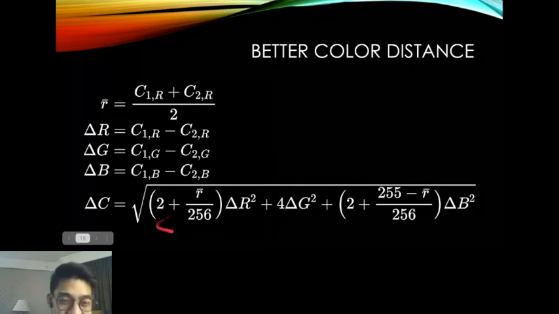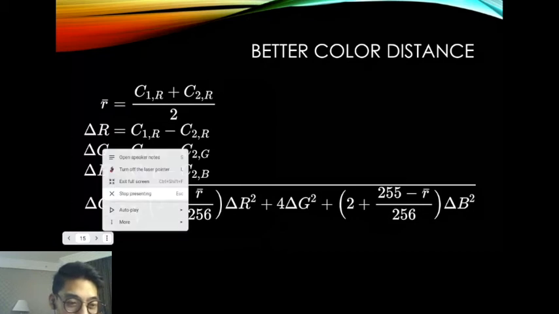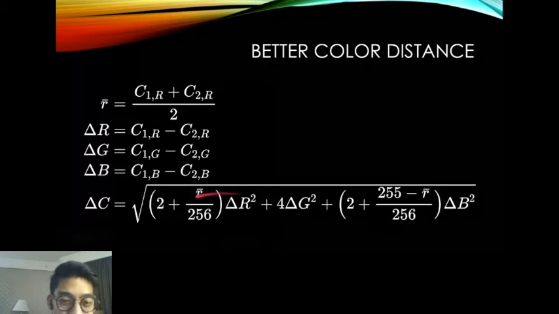Use your hands to cover this part of the equation, this number 4, and this part of the equation. If you block it out with your hands, all that's left is delta R squared plus delta G squared plus delta B squared, which is the Euclidean distance, right? Which is what we've been doing all along. So what this is saying is, it's just a different weighting of the Euclidean distance.